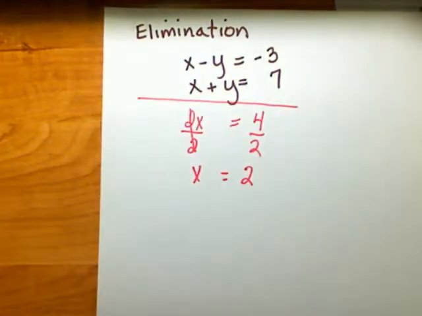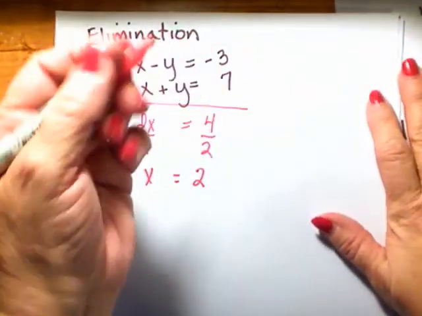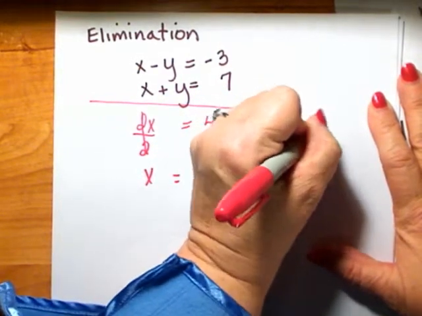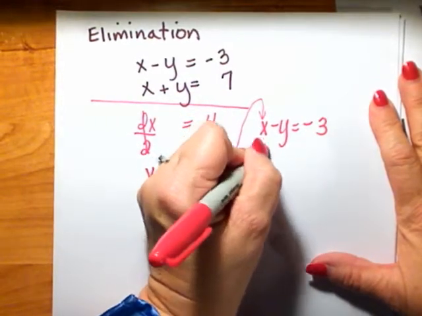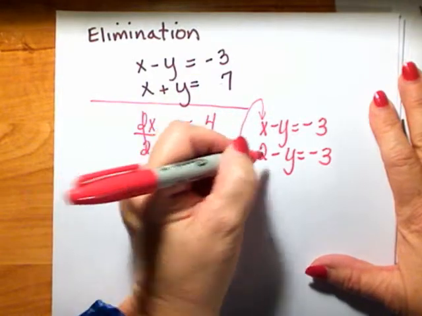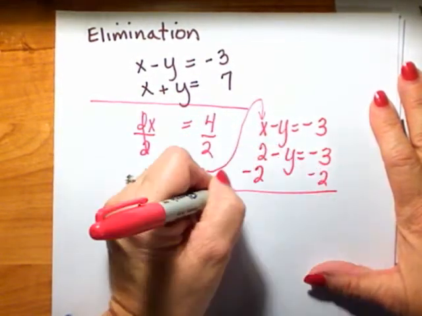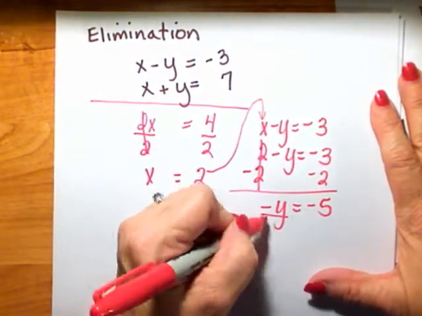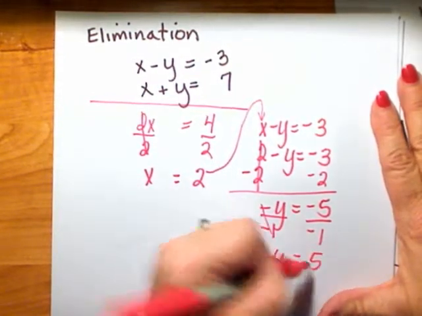Now, I found the value of x, so now I can pick an equation. So I've got x minus y equals negative 3. Now I'm going to put in a 2 for the x. So 2 minus y equals negative 3. Then I'm going to move the 2 over. So minus 2, minus 2. So negative y equals negative 5. Divide by negative 1, and y equals 5.